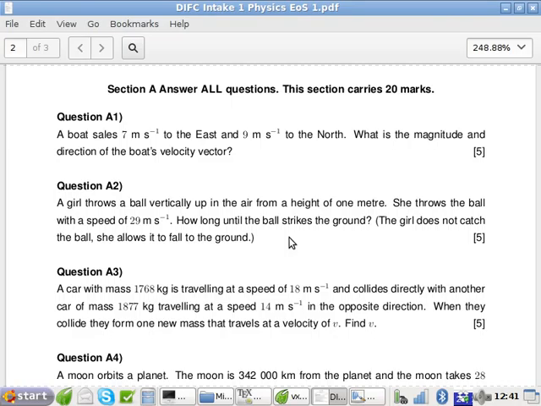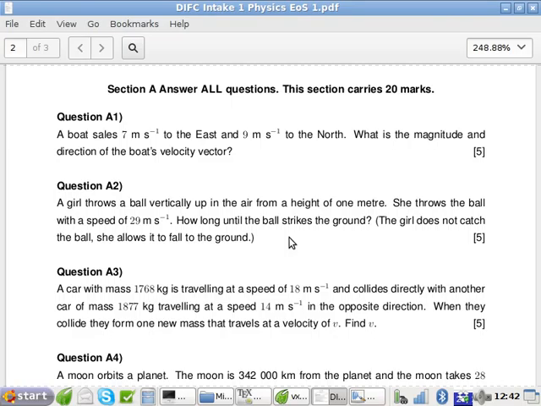I had to draw it too. East and north. So then tan inverse 9 over 7. It goes 7 this way, 9 this way. So the angle is tan inverse 9 over 7. That's okay, yes?